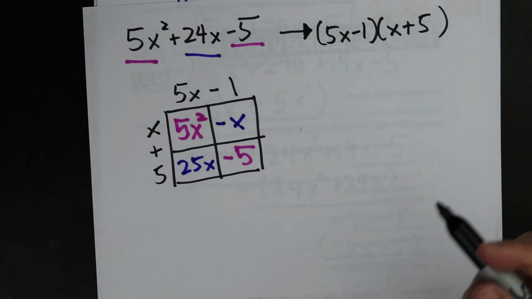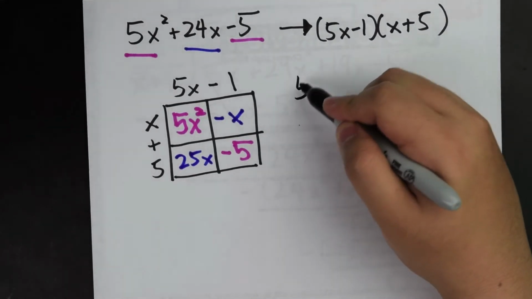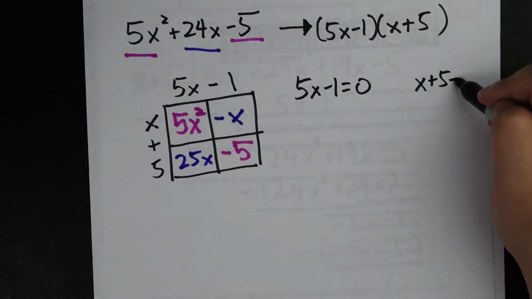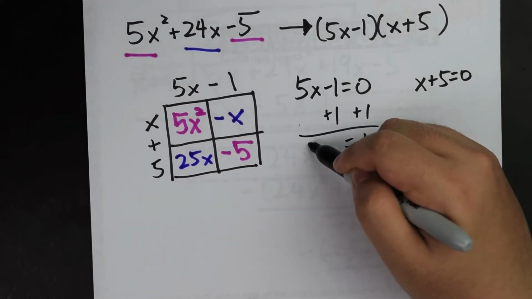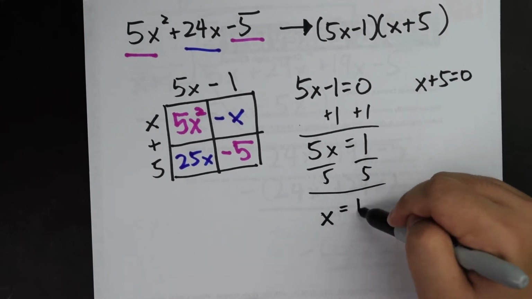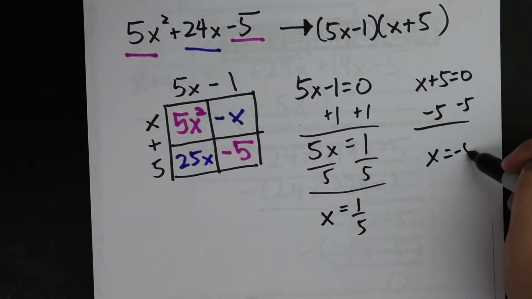But I'm not done because I want the zeros. And so in the end, what I'm going to do is make each part equal to 0 and solve. So plus 1, divided by 5, x equals 1/5, and subtract 5, x equals negative 5.